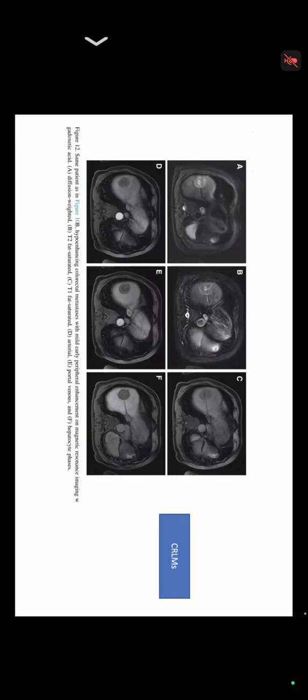A PET CT is used in selective cases where you may have some doubts about the scans that you already obtained.